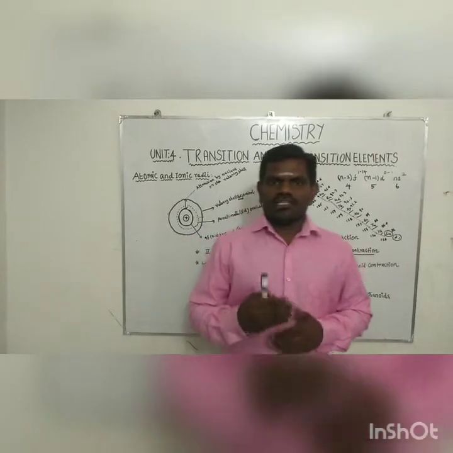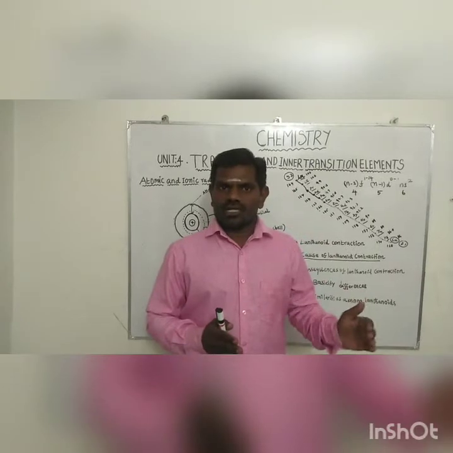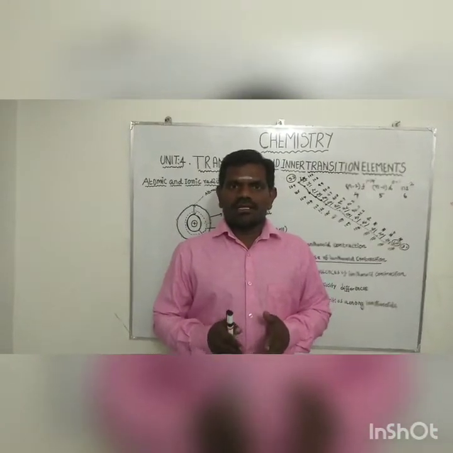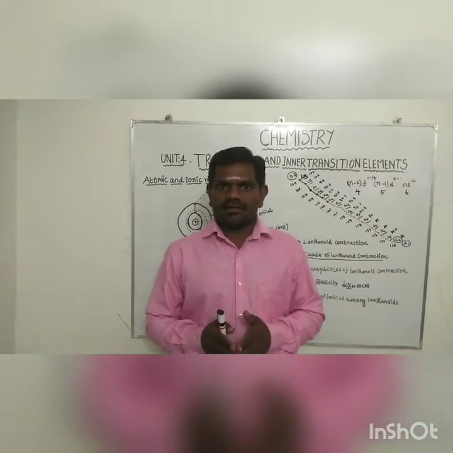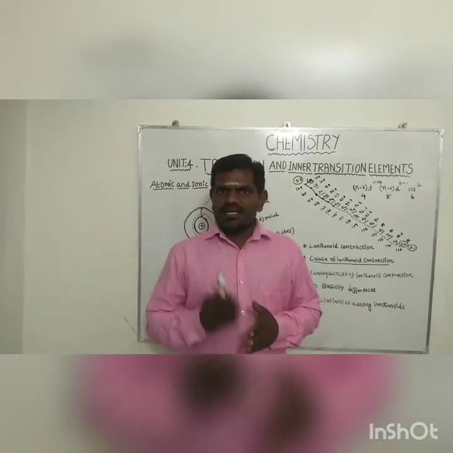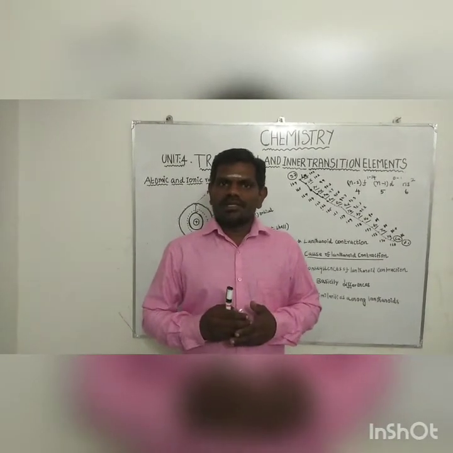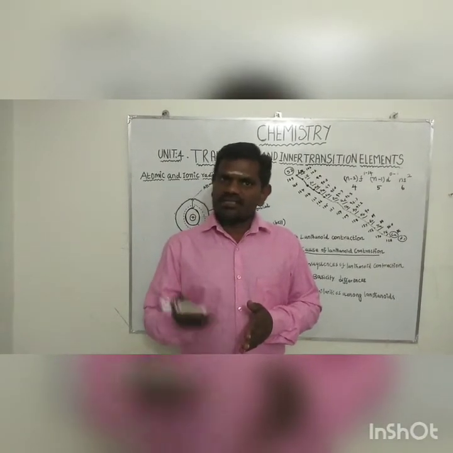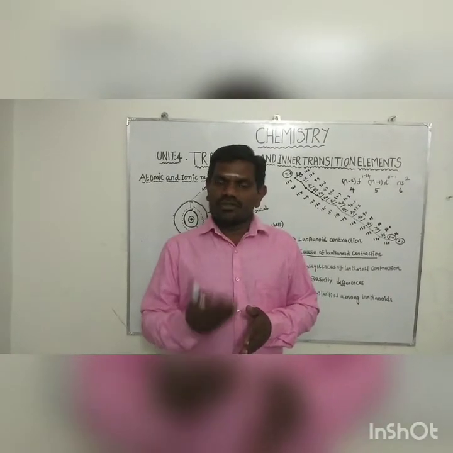Atomic radii. What is meant by atomic radii? The distance between the nucleus and the outermost electron in an atom is called atomic radii. Similarly, the distance between the nucleus and the outermost electron in an ion is called ionic radii. Generally, atomic radii and ionic radii increase down the groups. Why? The atomic number increases, which means atomic size also increases, and at the same time atomic radii and ionic radii also increase.